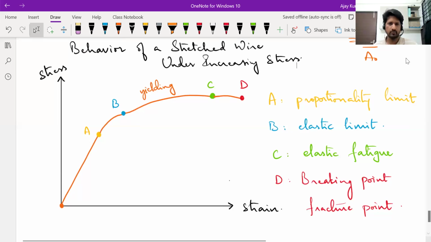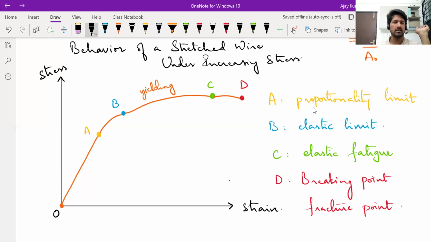Okay, this is based on experimental evidence, as I said. So when there's no stress, there won't be any strain. Therefore, the graph starts from the origin. As you increase the stress applied, strain will also increase. Up to a certain extent, they'll increase proportional to each other.